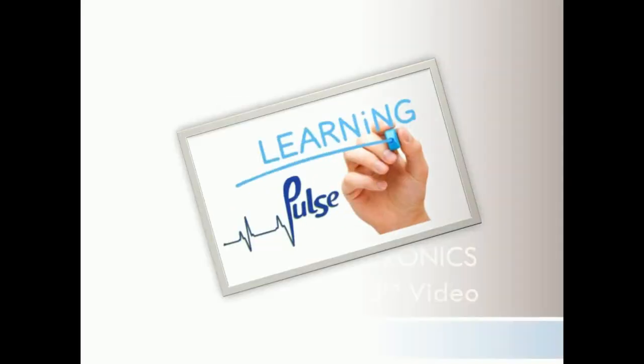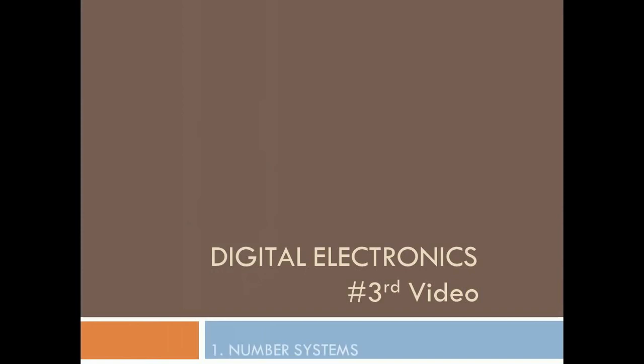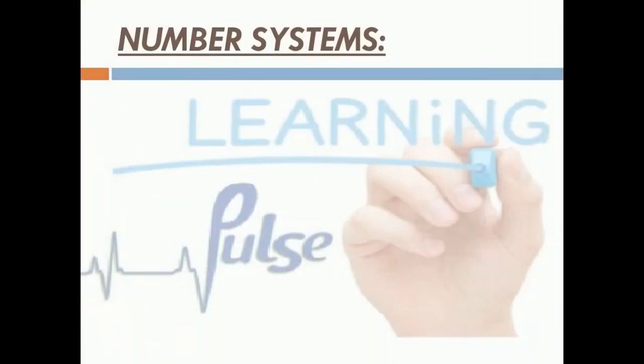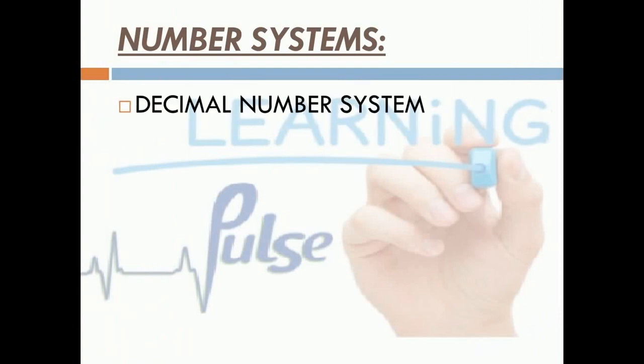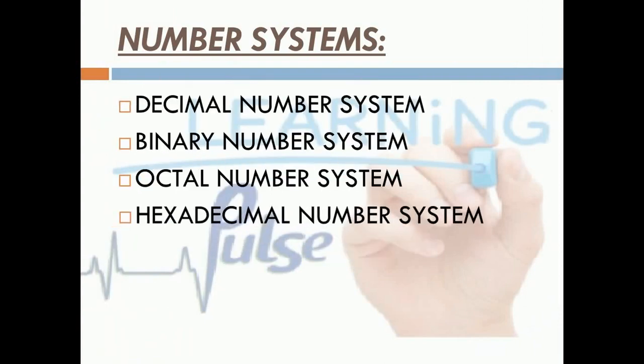This is the third video on digital electronics and we are talking about the number systems. In the previous video we have seen the different types of number systems, which are the decimal, binary, octal and the hexadecimal number system. We have also seen the details of the decimal and the binary number system, and today we are going to talk about the fractional binary number.